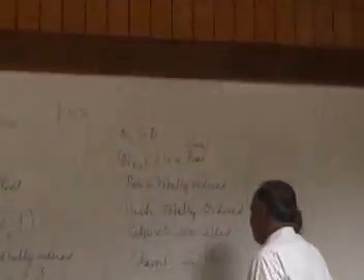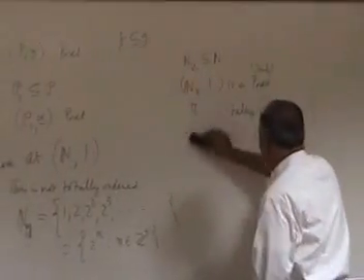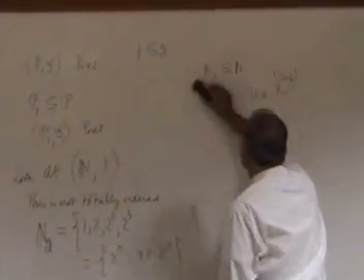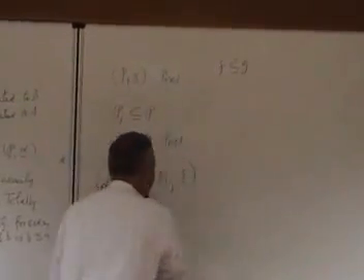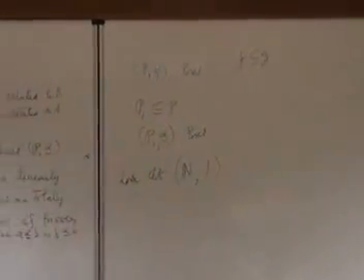So, I think I'll stop here. And next time, I'll carry on from chains, several things. And then, eventually, my idea is to finish this set theory discussion with the axiom of choice.